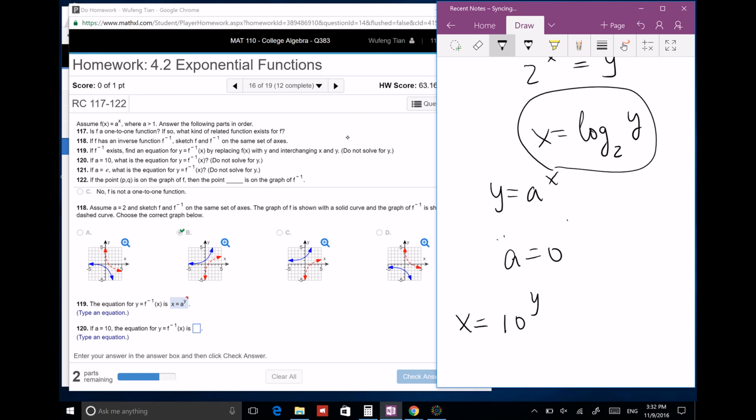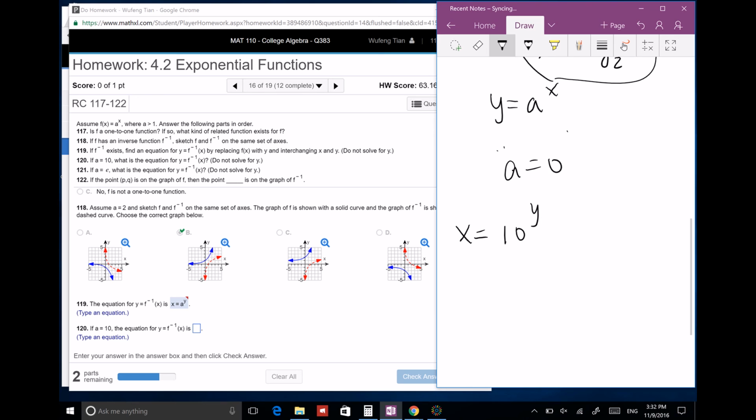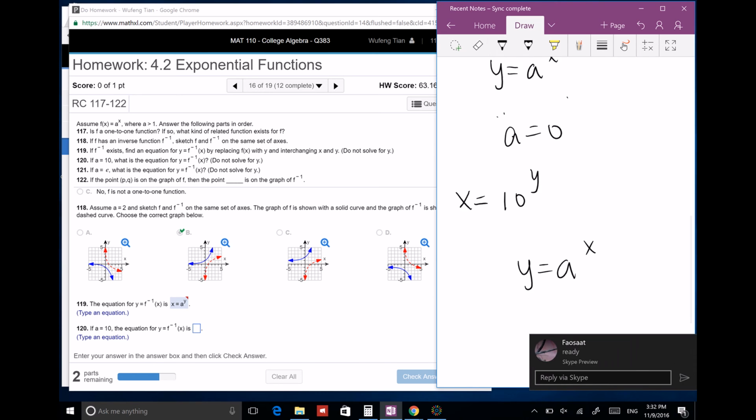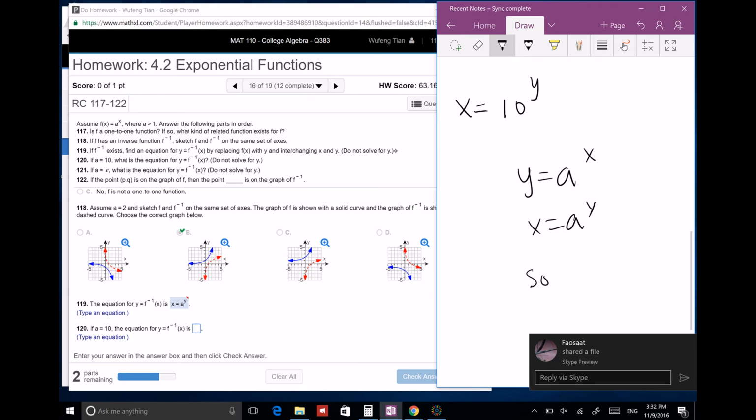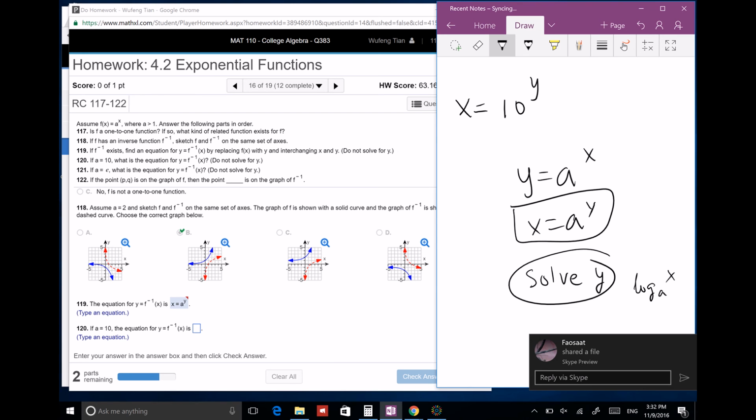Okay, so you can look at that. Oh, I understand why. It says don't solve for y. So basically you need to change, the previous function is y equals a to the x, now you change it to x equals a to the y. It does not ask you to solve for y, so this is the right answer. If you solve for y, you get log base a of x.